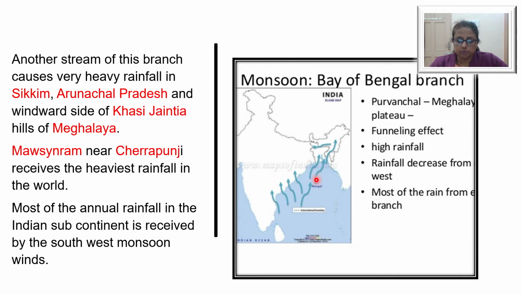Another stream of this branch causes very heavy rainfall in Sikkim, Arunachal Pradesh, and the windward side of the Khasi and Jaintia hills in Meghalaya. Mawsynram, which is over here in Meghalaya, near Cherrapunji, receives the heaviest rainfall in the world. Most of the annual rainfall in the Indian subcontinent is received by the southwest monsoon winds.